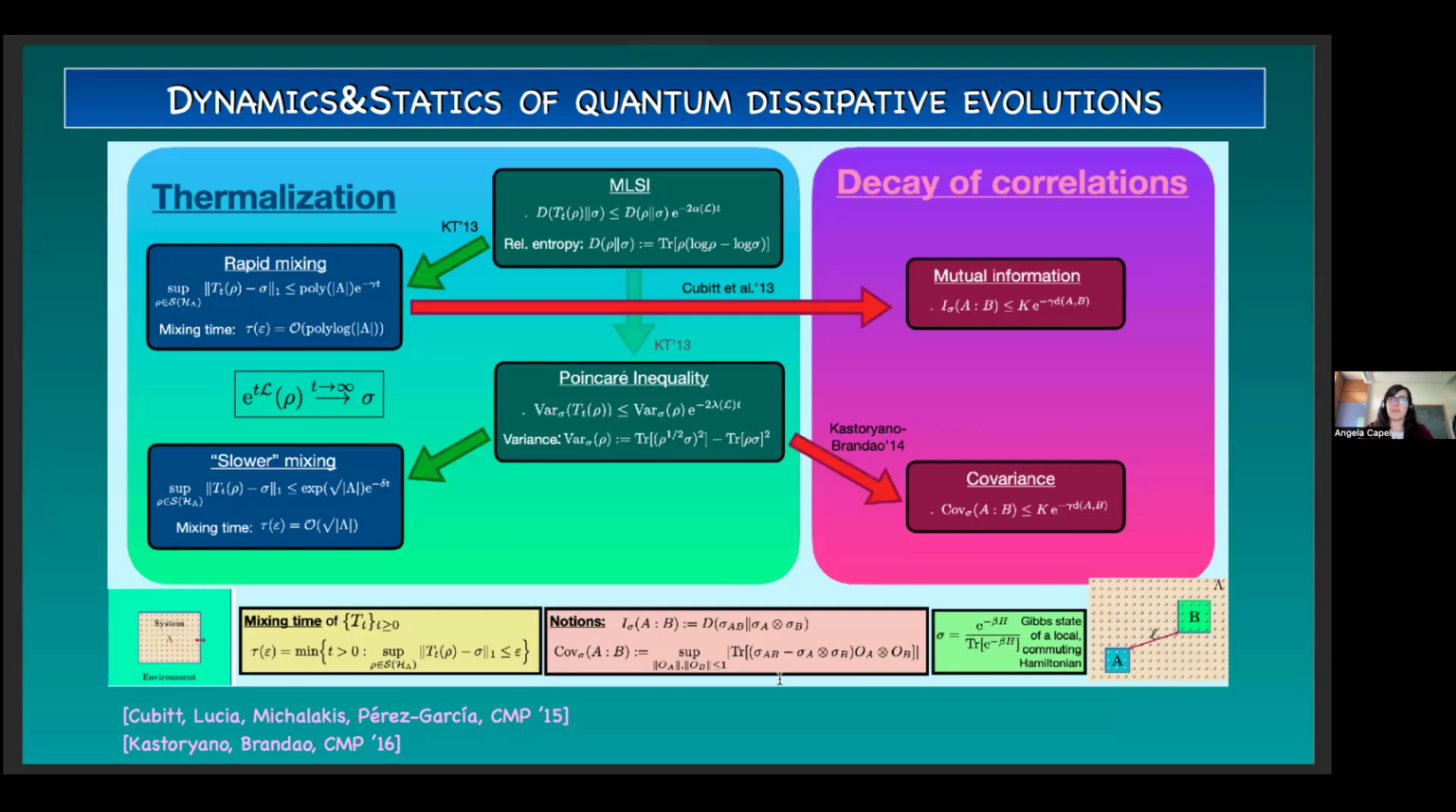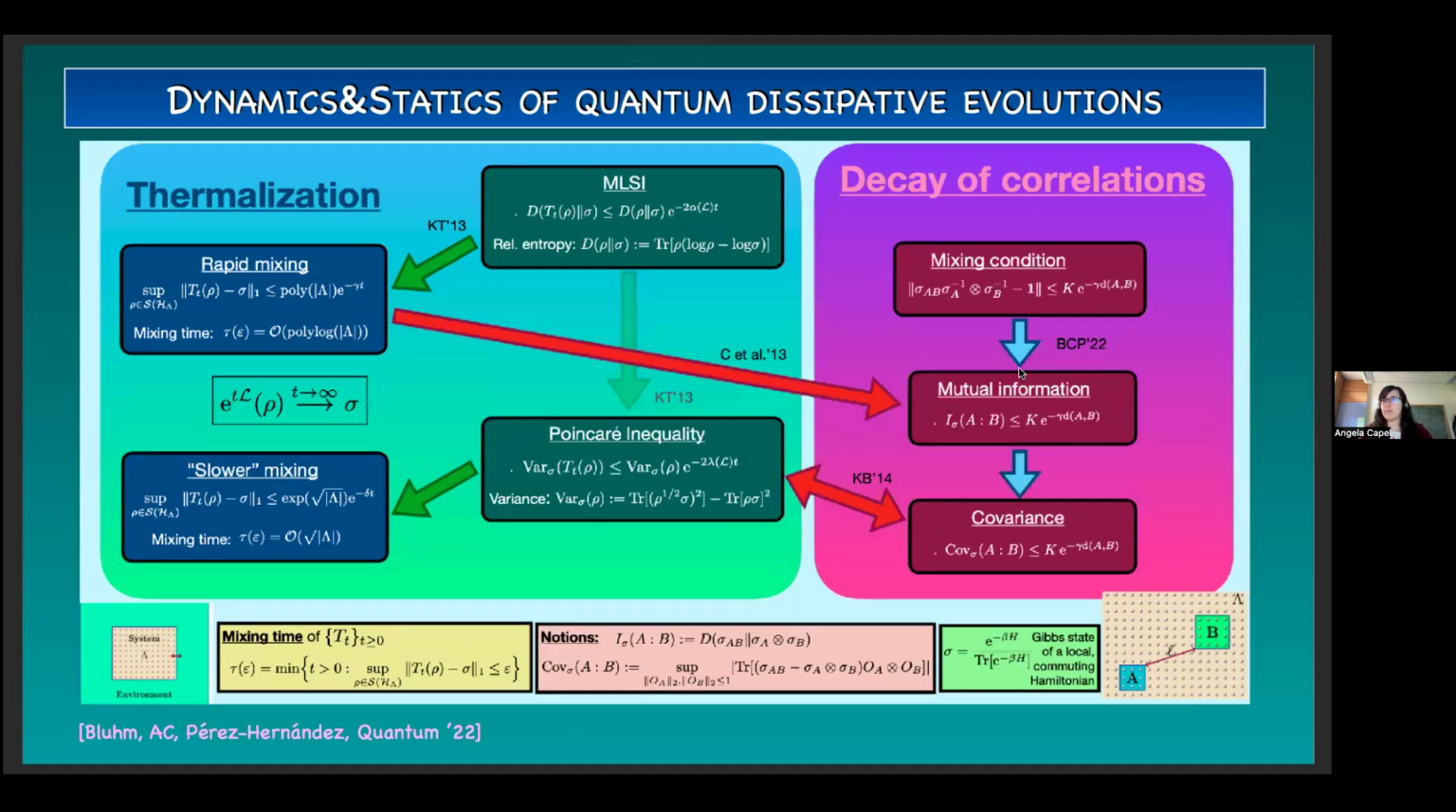Now if we go back to the diagram that I was showing before, we had these connections for the thermalization part, and we know that we can relate the left part and the right part in the following way. If you have rapid mixing, you have exponential decay of the mutual information. And if you have a positive spectral gap, you have an exponential decay of the covariance. We also know that we have the blue arrows because of the inequality that I just showed. So if you have exponential decay of the mixing condition, you have exponential decay of the mutual information and of the covariance. And in particular, you can revert the arrow here if you change the covariance a little bit and now consider 2-norms instead of infinity norms for the observables.